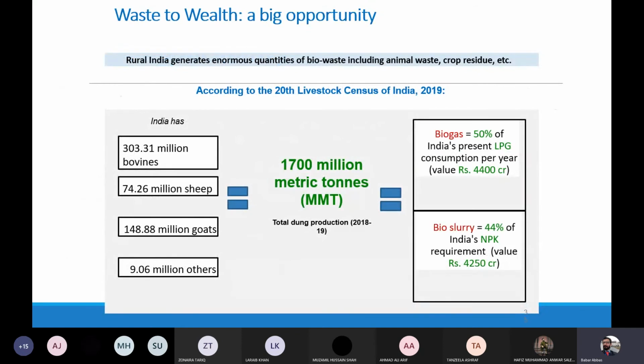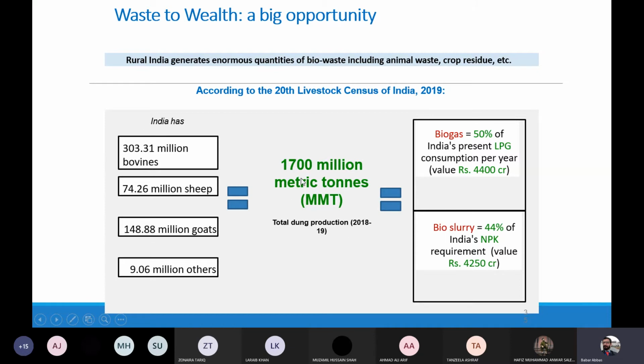This is an example showing the opportunity and potential of rural India, which generates enormous quantities of bio waste, including animal waste and crop residue, which is the industrial waste. According to the 20th Livestock Census of India 2019, India has this much category of solid waste in terms of organic waste, which is equivalent to 1700 million metric tons of total dung production in 1 year.